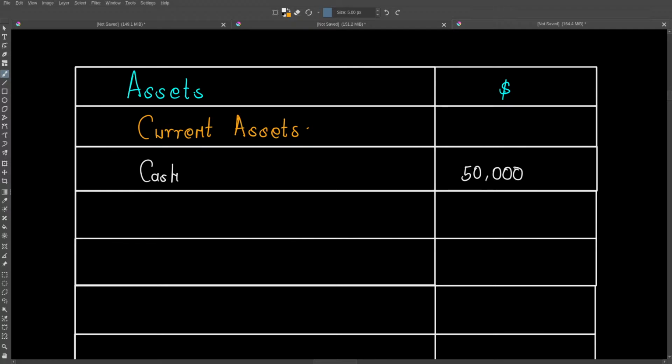We'll share examples. Intangible assets, for example, are things like patents, copyrights, software, any asset that is intangible.